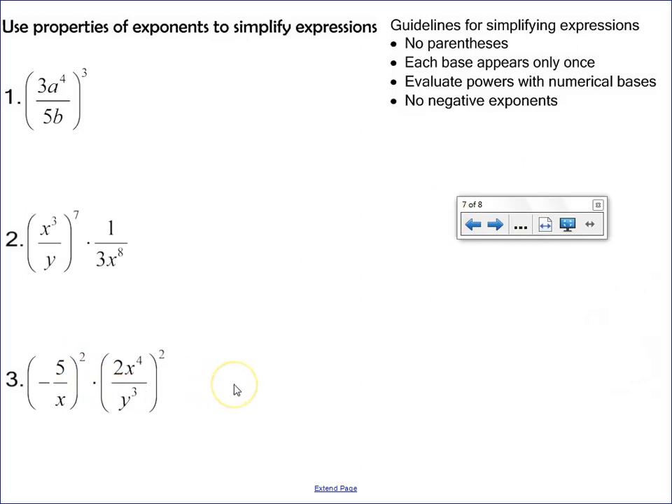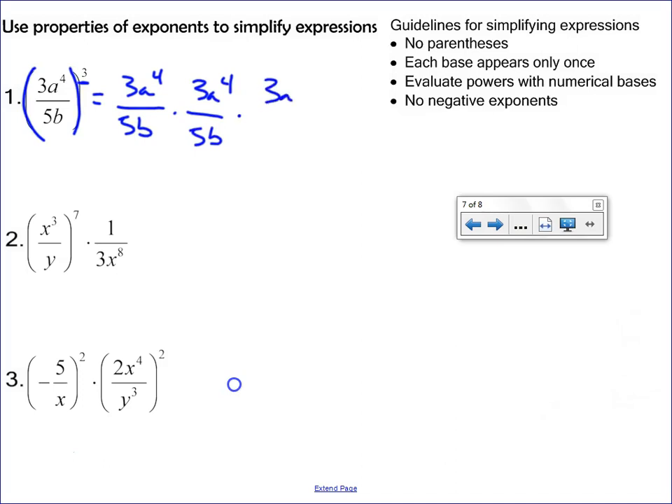So let's take a look at the first example, show you what it looks like, and then I'll have you try the next 2. So 3a to the 4th over 5b, all that raised to the 3rd power. What that means is I have this whole quantity raised 3 times. So 3a to the 4th over 5b times 3a to the 4th over 5b times 3a to the 4th over 5b. You can apply what I know about multiplying.